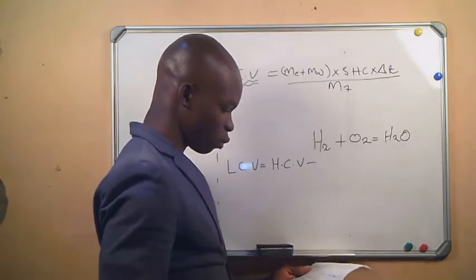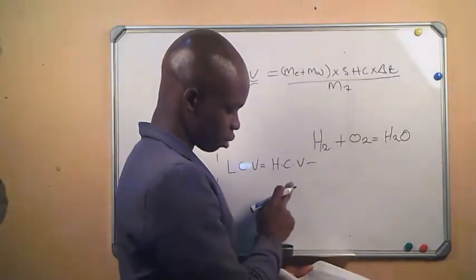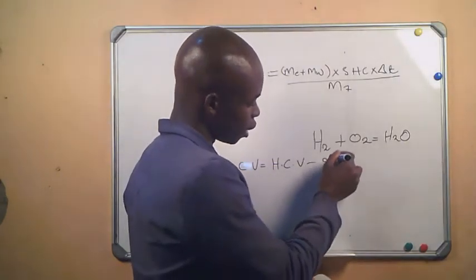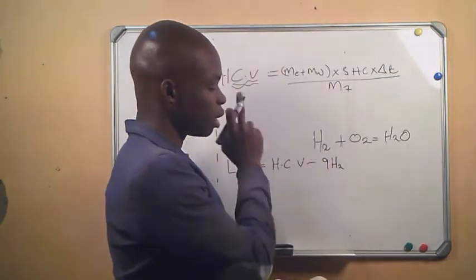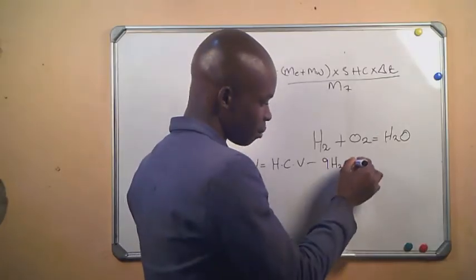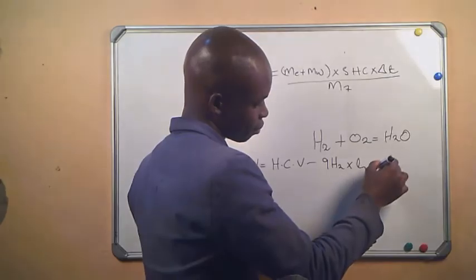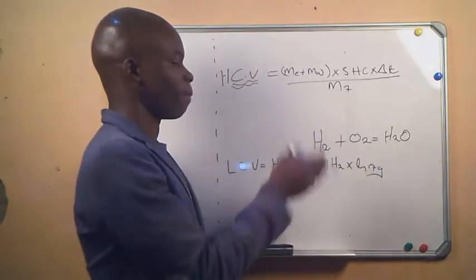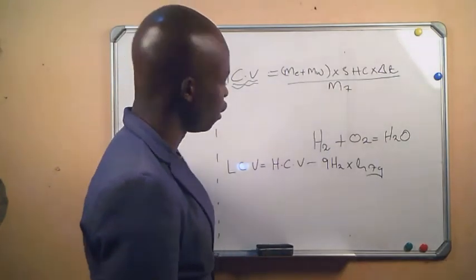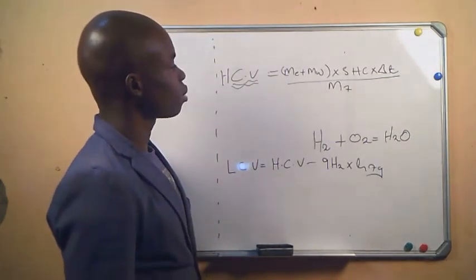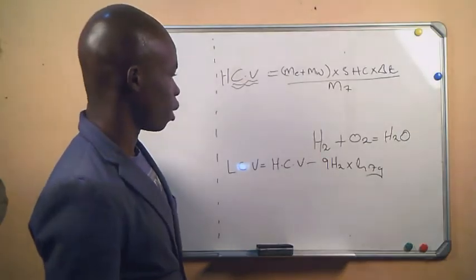And then the formula goes like this. It's 9H2, which is the amount of hydrogen in the system, times the latent heat of the water. So that's everything that we need on this topic. So we are good to go.